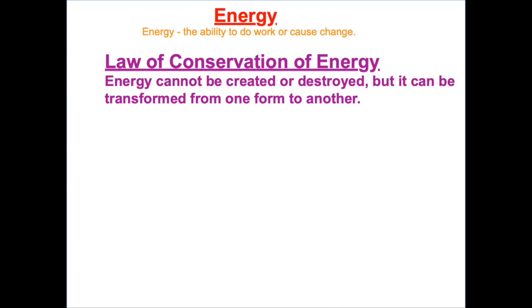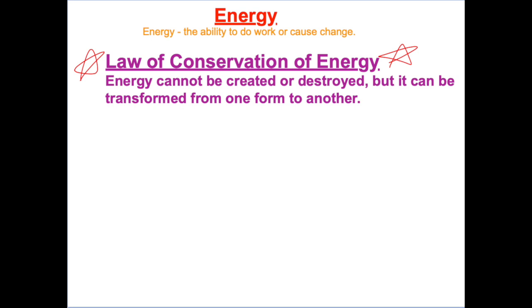There's a really important law that we must discuss. It is called the law of conservation of energy. It says that energy cannot be created or destroyed, but it can be transformed from one form to another. This law is the most important topic we will learn all year, because it applies to every topic we have learned and will learn about. It is the basis for science. What it means is there's a set amount of energy in a closed system, and energy can be converted, but it can't disappear or be created out of nowhere.